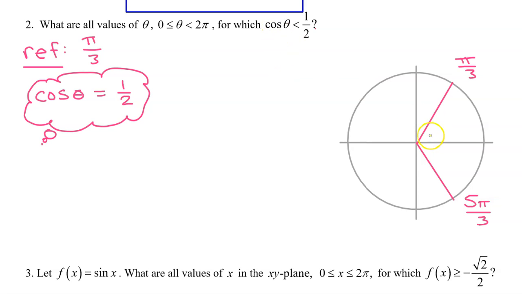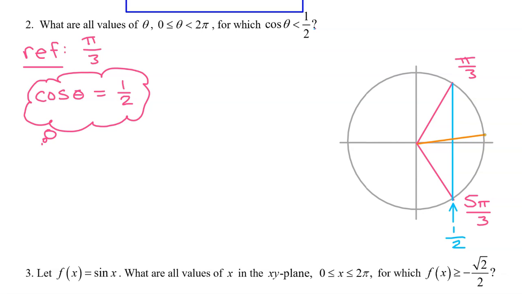Remembering that cosine is the x value on the unit circle, the horizontal displacement, we will now look for the angles where the horizontal displacement is less than 1/2. The fact that the cosine of pi over 3 is exactly 1/2 means that the horizontal displacement at pi over 3 is 1/2, represented by this vertical blue line. We're looking for where the horizontal displacement is less than 1/2, but we always have to start rotating from the positive x-axis. This is 0 radians.